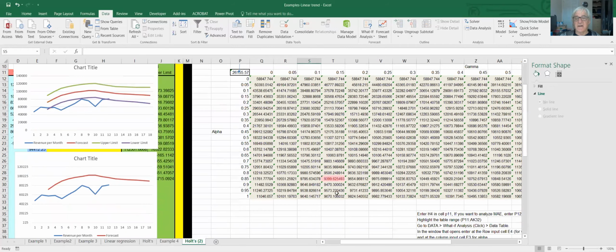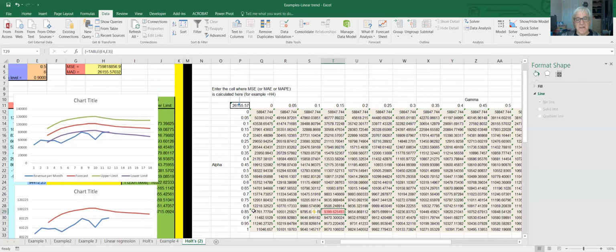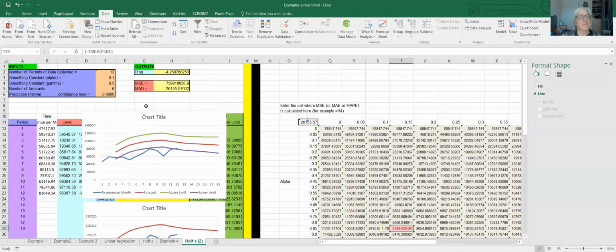And then you can select the cell where the best alpha and best gamma appear. It's colored because I used conditional formatting for that to make it easier to identify. But this is the minimum MAE in the whole table. So I should change alpha to 0.85 and gamma to 0.15. So look what is really happening when you do that. Alpha to 0.85, 0.15.